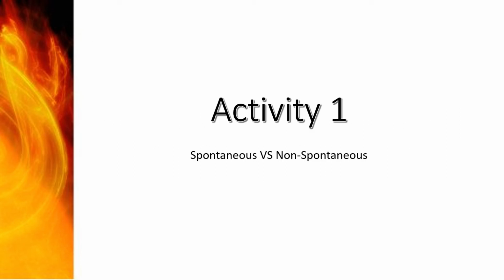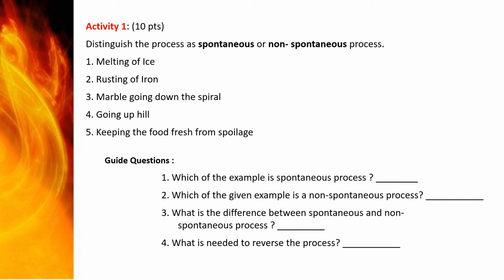For activity 1, you have to identify if the following situation is an example of a spontaneous or non-spontaneous process. Activity 1, distinguish the process as spontaneous or non-spontaneous process. Number 1, melting of ice. Is it spontaneous or non-spontaneous? Again, pag spontaneous, natural process. Non-spontaneous, it is not a natural process because we reverse the process of the spontaneous process because of the application of external energy or mechanical energy.